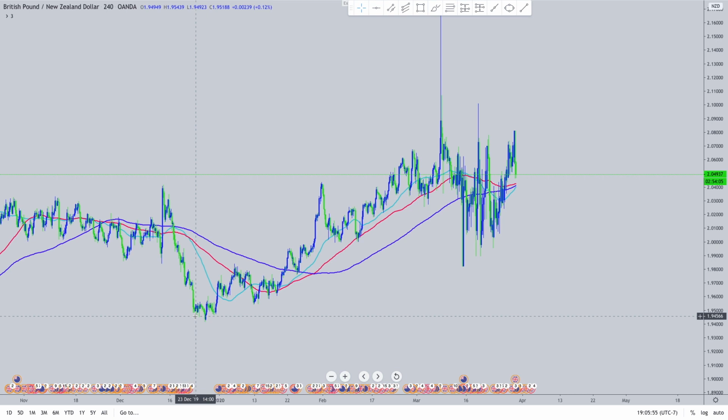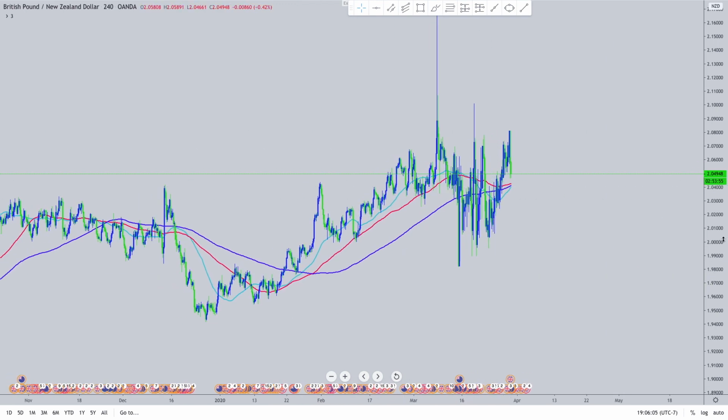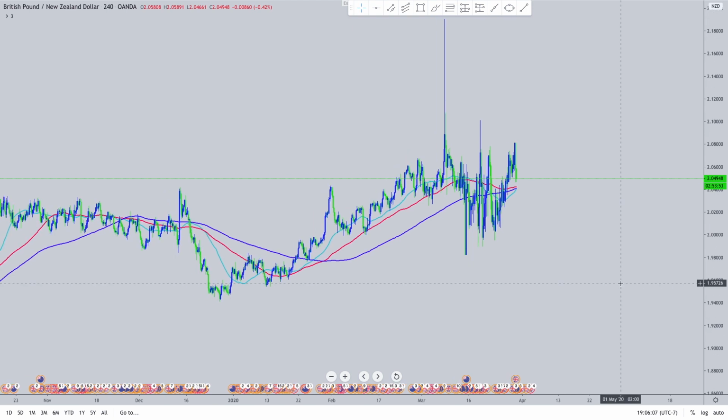And how I personally like to use them the most is for support and resistance, for price to bounce off of these levels, pretty much. So that's how I use them. And depending on the settings you use, they can be very powerful.